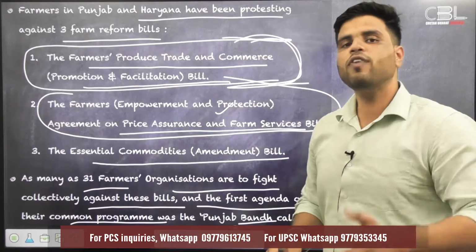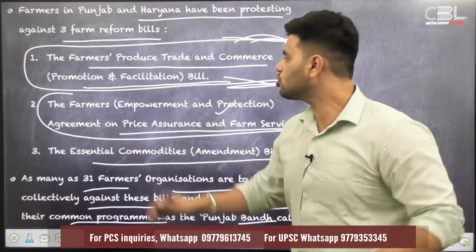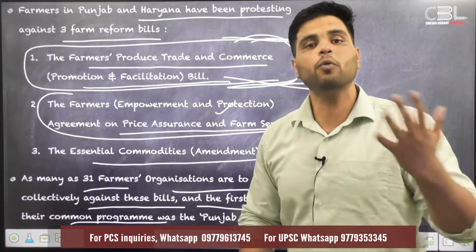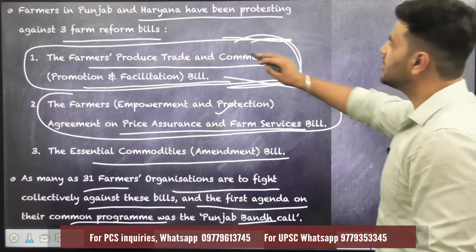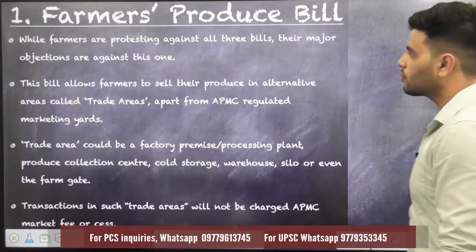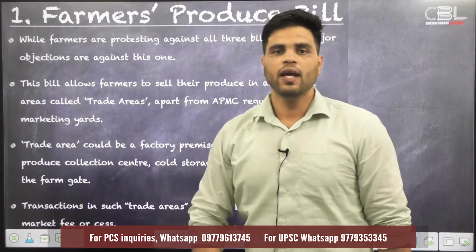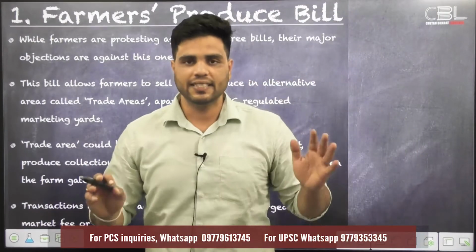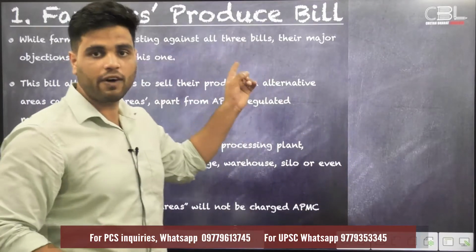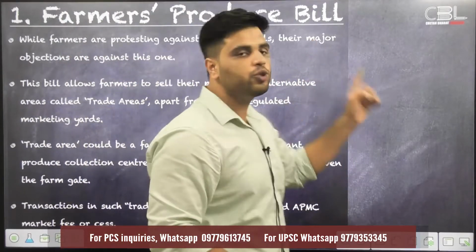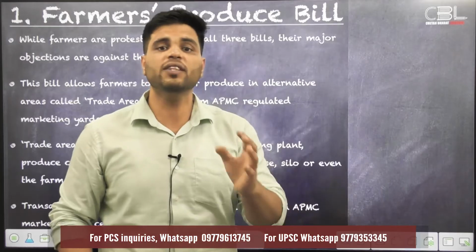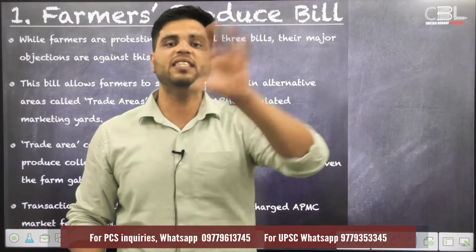Okay. Now, what do farmers have? I mean, what are the provisions of these three acts that farmers have a problem with? Okay. Let's take a look at this Act number 1. Farmers Produce Bill. You see, what the government of India has done through this first bill, Farmer Produce Bill, is they have reduced the autonomy. I shouldn't say autonomy, but the monopoly of APMC mandis.